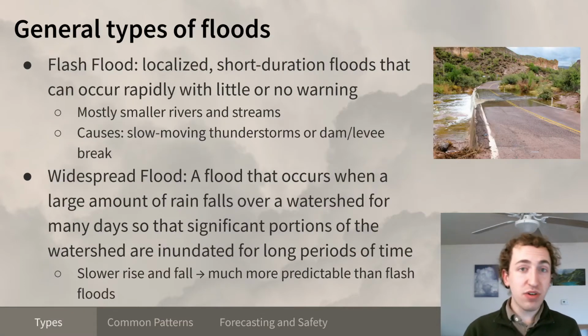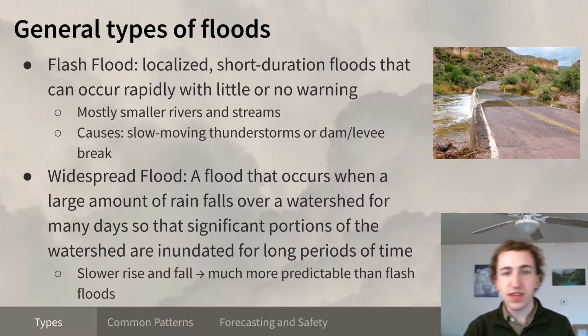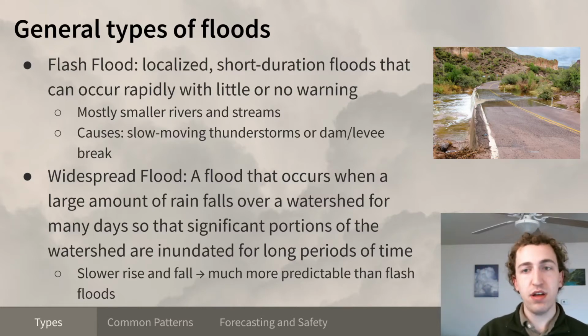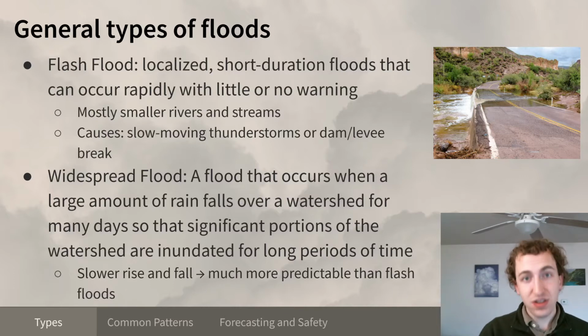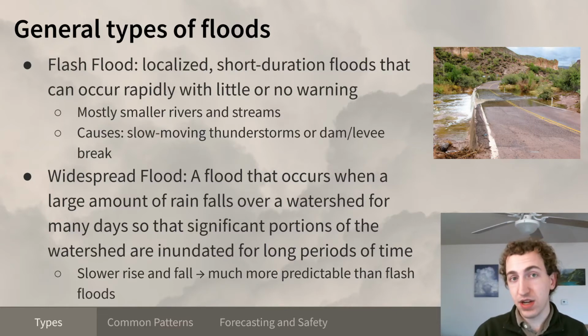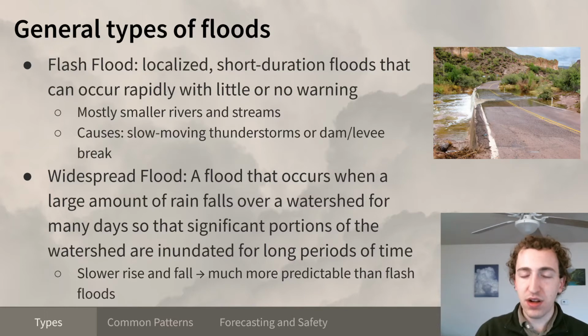If we talk about the general types of floods, it's good to get an understanding of what different types of floods there are. Flash floods are localized, short duration floods that can occur rapidly and can sometimes happen with little to no warning. Sometimes, though, we can predict them reasonably well ahead of time. It all depends on the particular circumstance.